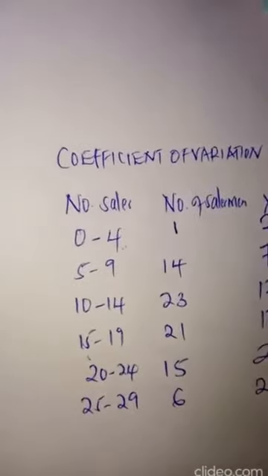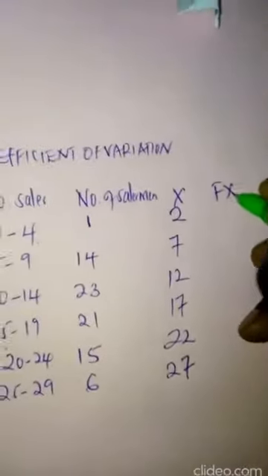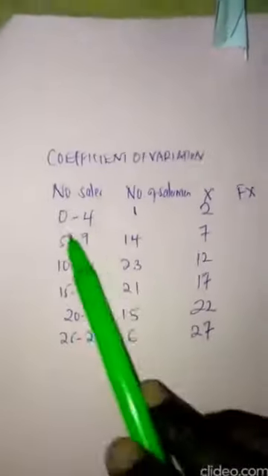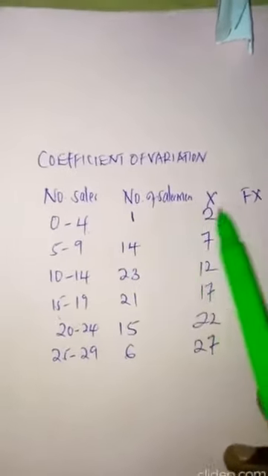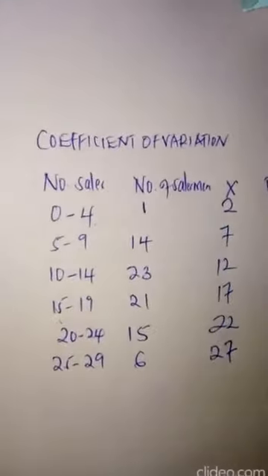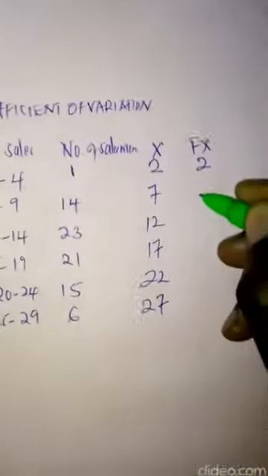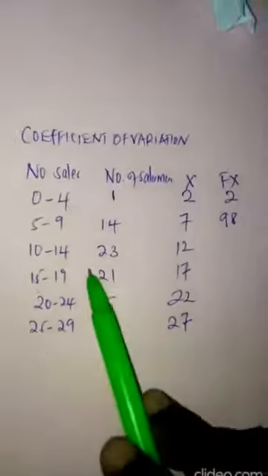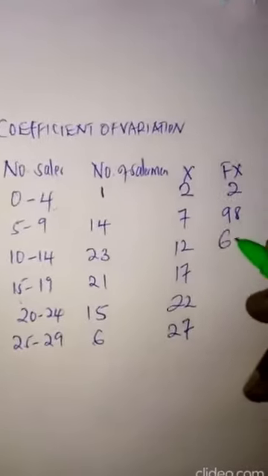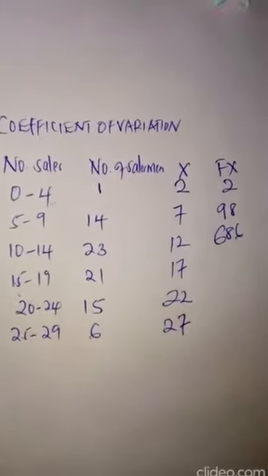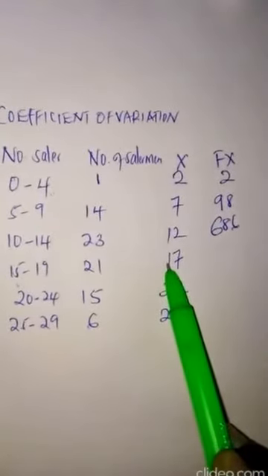Now you also need to get the value of fx. So introduce a column for fx. Now fx is f, that is the frequency, which is the number of salesmen, multiplied by the x value. So 1 by 2, this will give you 2. Then you have 14 by 7, this gives you 98. Then we have 23 by 12, you get 276 from your calculator. Then you have 21 by 17.